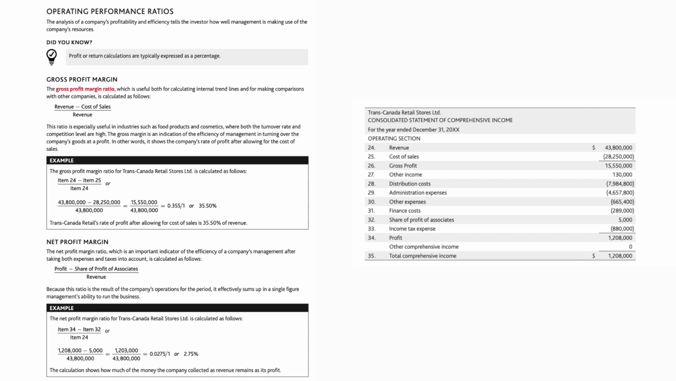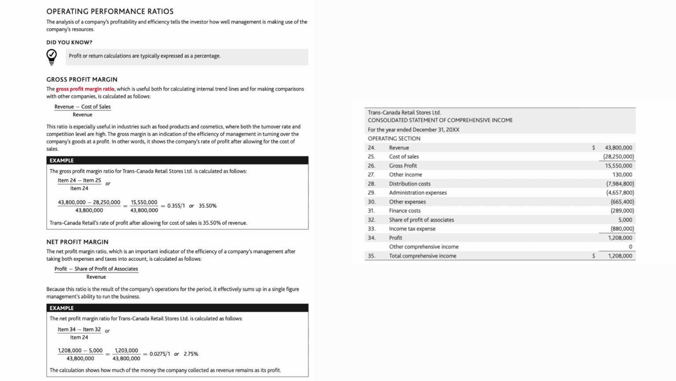Net profit margin. The net profit margin ratio, which is an important indicator of the efficiency of a company's management after taking both expenses and taxes into account, is calculated as follows: profit subtract share of profit of associates divided by revenue. Because this ratio is the result of the company's operations for the period, it effectively sums up in a single figure management's ability to run the business.